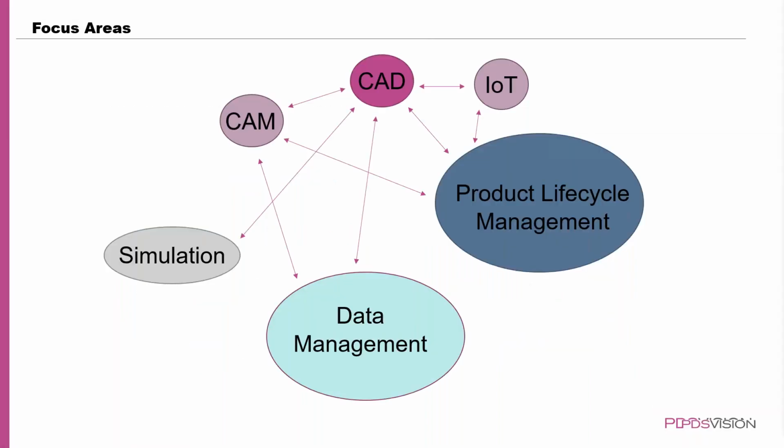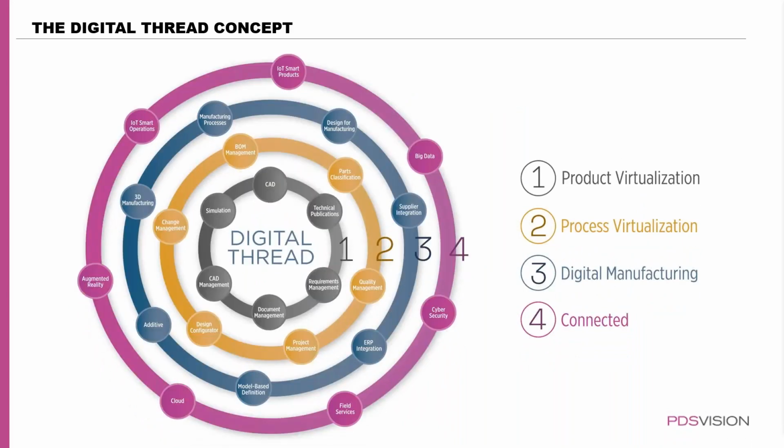Some focus areas throughout the whole life cycle, from product design, conceptual to end of life, will include CAD, CAM, simulation, data management, IoT, and product life cycle management, and all these intersecting and merging throughout the whole entire process. So the digital thread concept essentially promotes the transmission of the correct information to the correct people or place at the correct time.